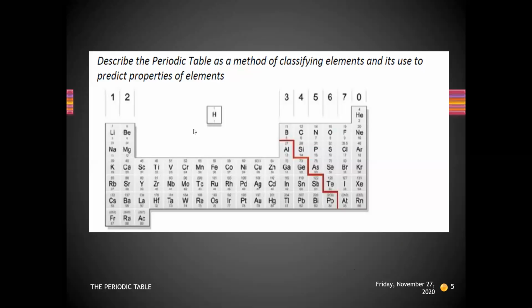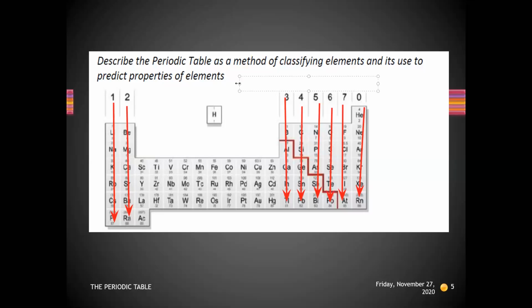So this is the modern periodic table. You can see this modern periodic table. These are the columns. What do we call these columns? We call these columns groups. So the column here refers to a group. And what is the meaning of the group?